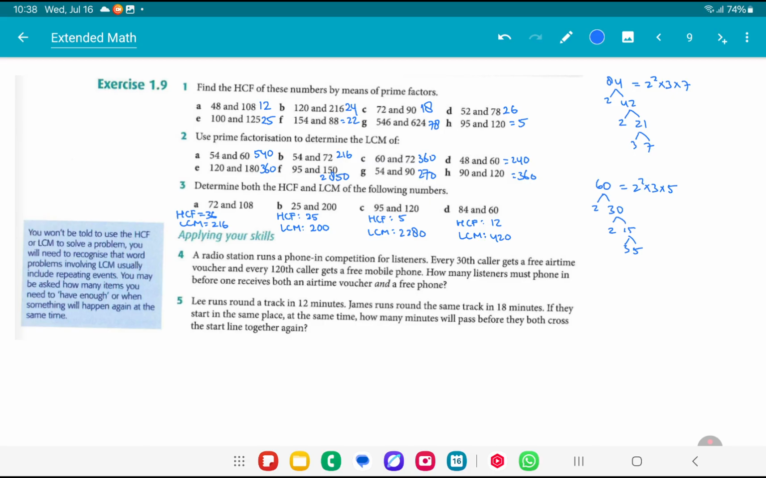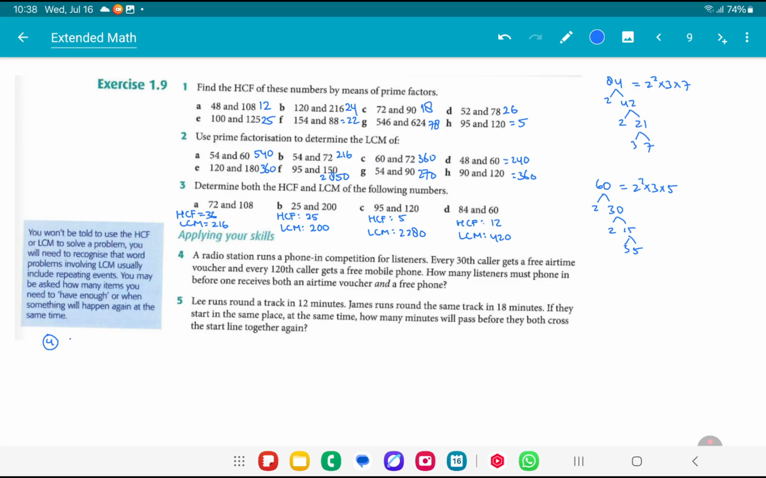We continue with question number 4. A radio station runs a poll in competition for listeners. Every 30th caller gets a free airtime voucher and every 120th caller gets a free mobile phone. How many listeners must phone in before one receives both an airtime voucher and a free phone?